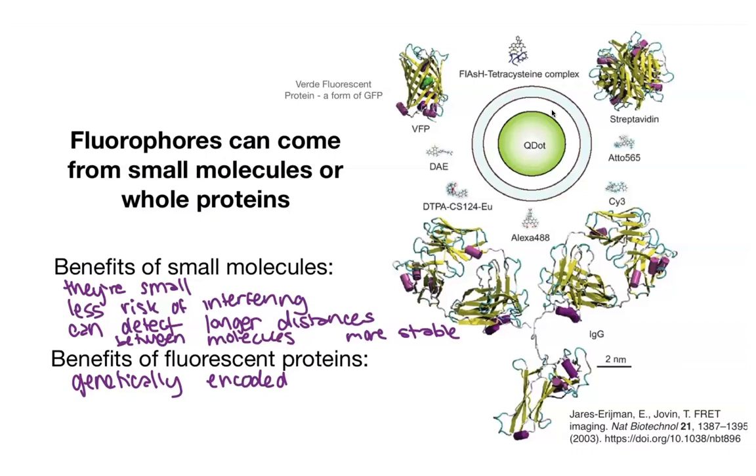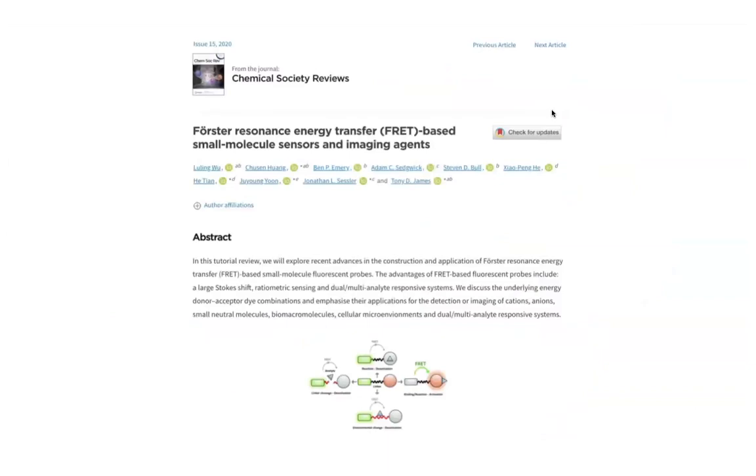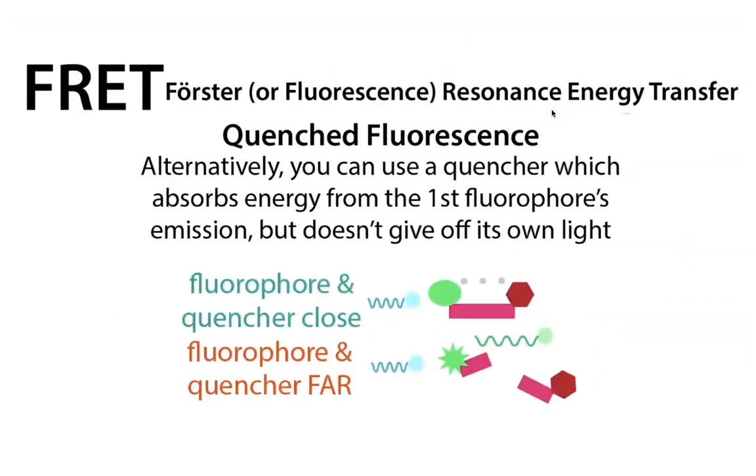We're able to monitor what's going on inside of cells and even maybe inside of organisms. So that genetic encoding of those fluorescent proteins is really, really going to be a huge benefit. But those small molecules are really helpful too, similar to FRET, but without giving off fluorescence at the end. There's this thing called quench fluorescence.